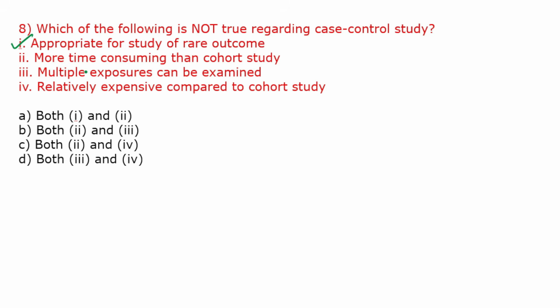Now in the options they gave that it was more time consuming than the cohort study, so therefore we have said that this is not a true statement. And also they have mentioned that relatively expensive compared to the cohort study, so that's why we have taken that this is a wrong statement. So therefore option C, that is statement number 2 and statement number 4, were wrong, because case control study is less time consuming than the cohort study and it is less expensive compared to the cohort study.